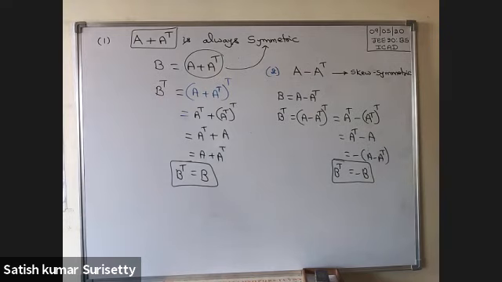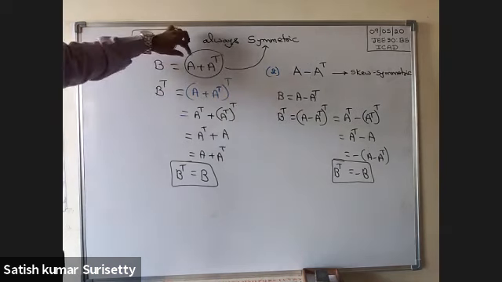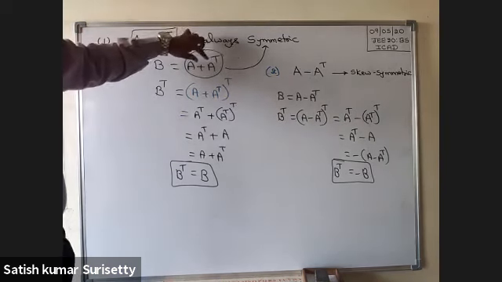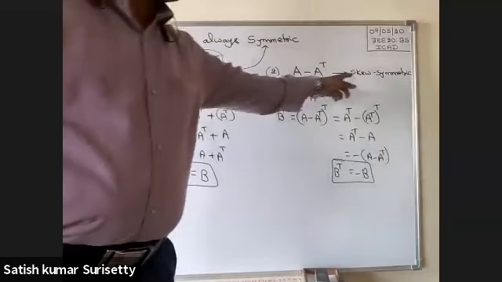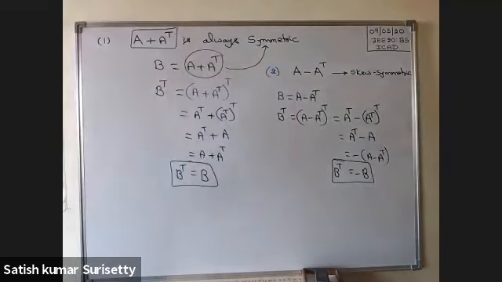So whenever you want to create an example, take any square matrix and add its transpose, then it is always symmetric, and subtract its transpose, then it will always be skew symmetric.